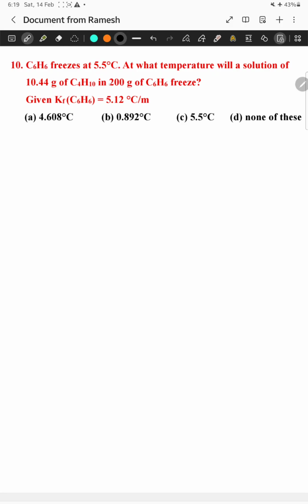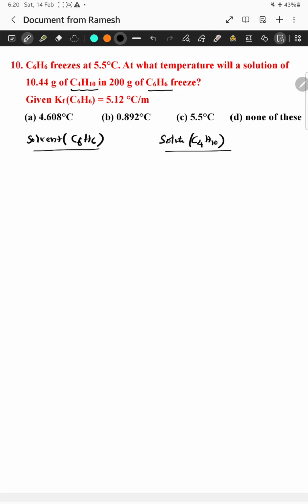C6H6 freezes at 5.5 degrees. At what temperature will a solution of 10.44 gram of C4H10 in 200 gram of C6H6 freeze? That means C4H10 is dissolved in C6H6. Therefore the solvent will be C6H6 and the solute will be C4H10. So this is the information.